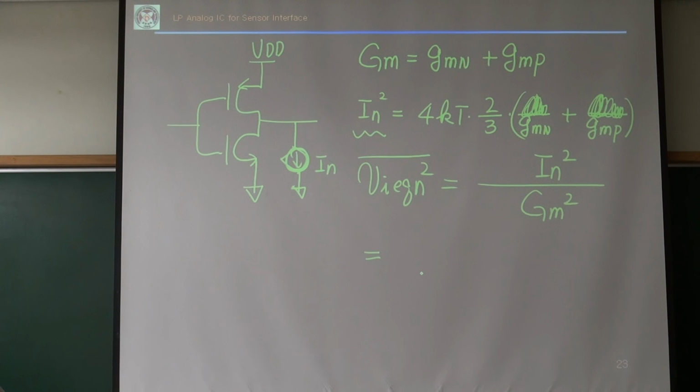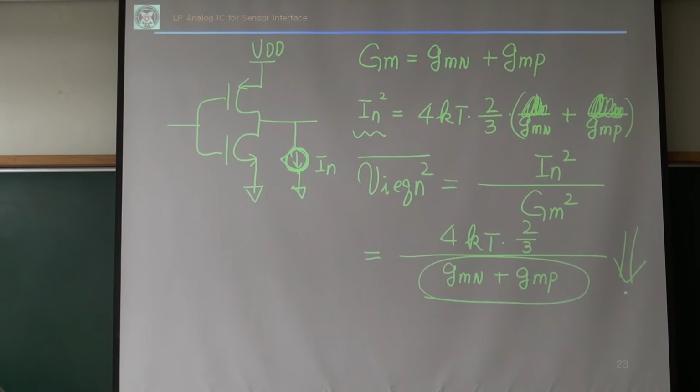We didn't talk about the flicker noise. We just talk about the thermal noise. So this is 4kT times (2/3) over (GMN plus GMP) squared. Because this reduces this VIEQ significantly.